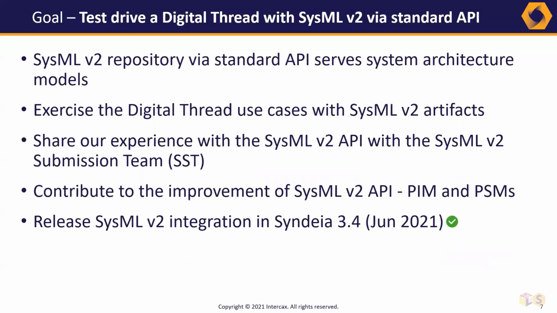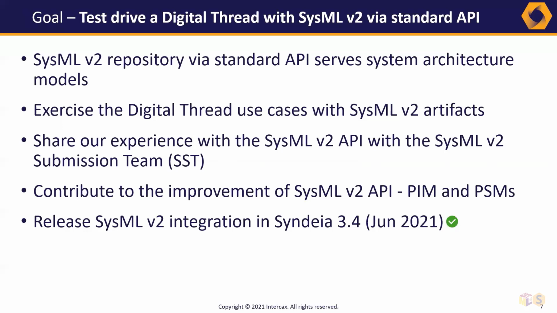So our goal with SysML v2, as it's evolving in its development at the SysML v2 submission team, is to test drive a digital thread with SysML v2 via a standard API. So as we know, SysML v2 came to being by two RFPs right now. One is a language RFP. And so the SysML v2 submission team is working on a SysML v2 language metamodel. And the second is an API and services RFP.